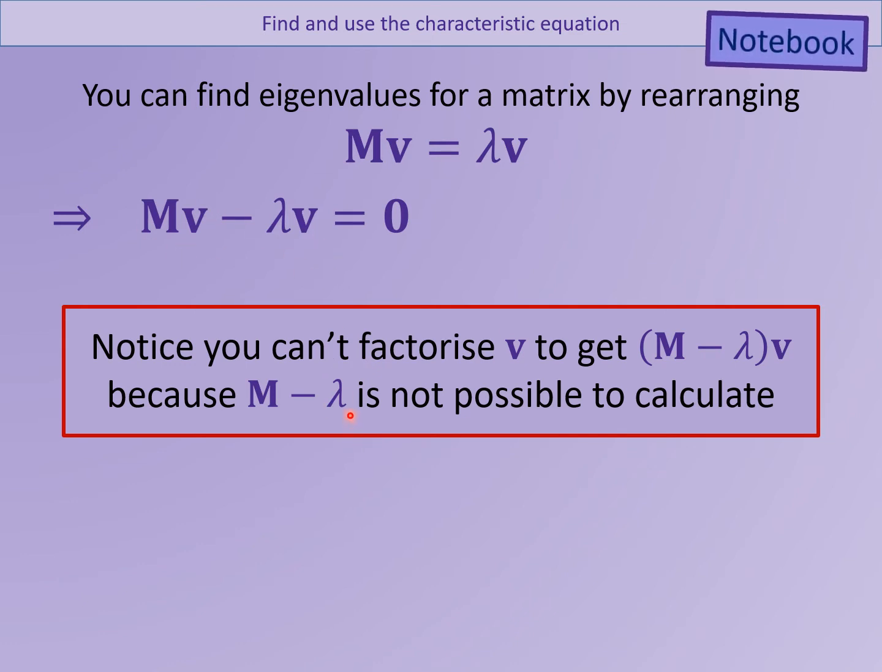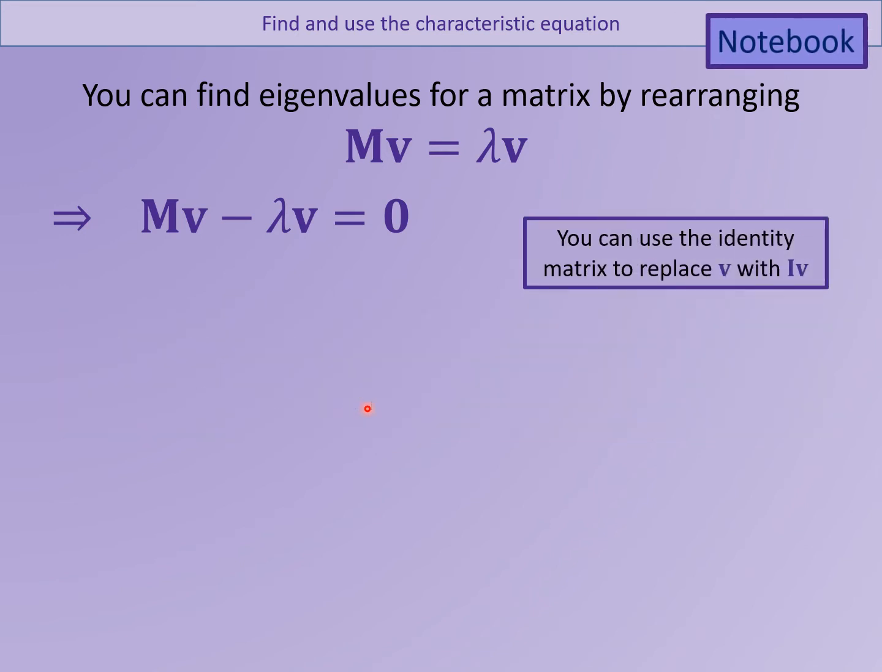But there's a slight way of being able to factorize. I can use the identity matrix. Now, just have a think about this. If you've got the vector v and you multiply it by I in front, that has not changed it at all. Like I said before, it's like in normal maths, if you multiply by 1, it doesn't change the number. It's the same with matrices. You multiply by the identity matrix, it's still exactly the same as what it was originally. So the vector v is exactly the same as Iv. Now why does that help us?